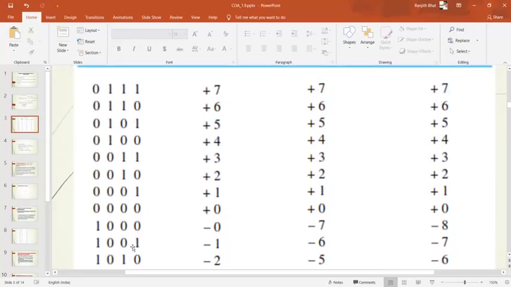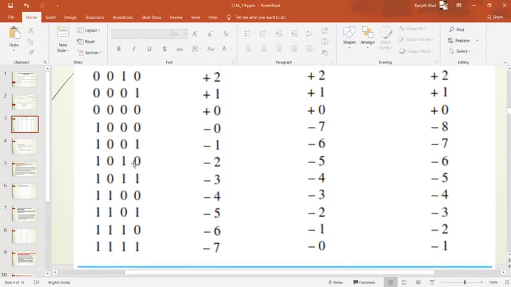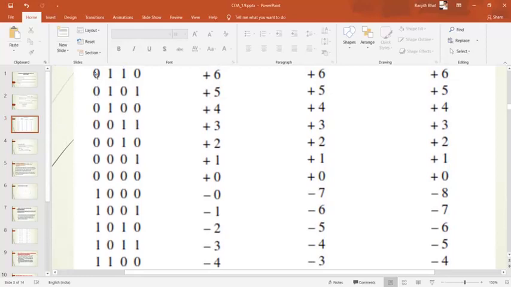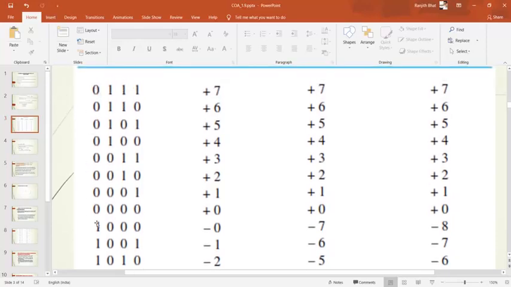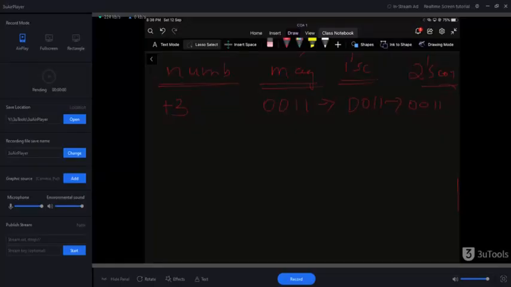So from 0, 0, 0, 0 to F, that is 1, 1, 1, 1, that is 15, that is an unsigned representation. And when you're talking about signed representation, you are considering only the non-MSB bits, that is the rest of the 3 bits. The first bit, that is the MSB bit, will be taken into sign consideration. So only the last 3 bits you are going to take.